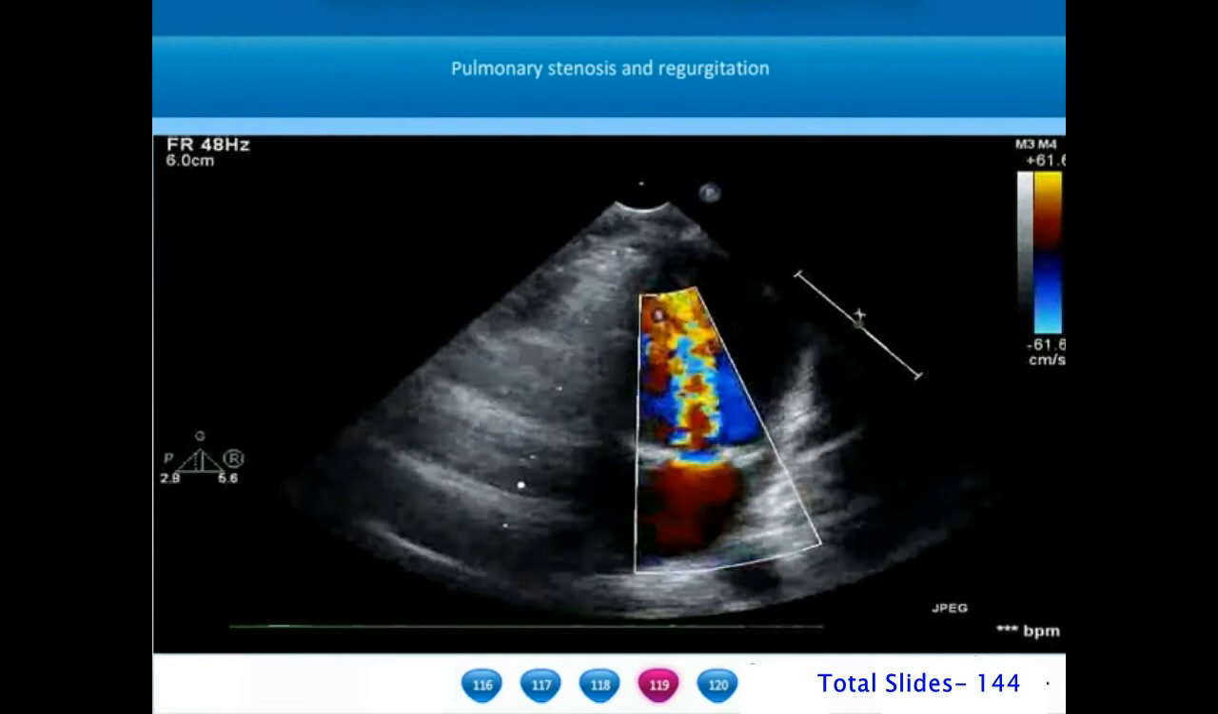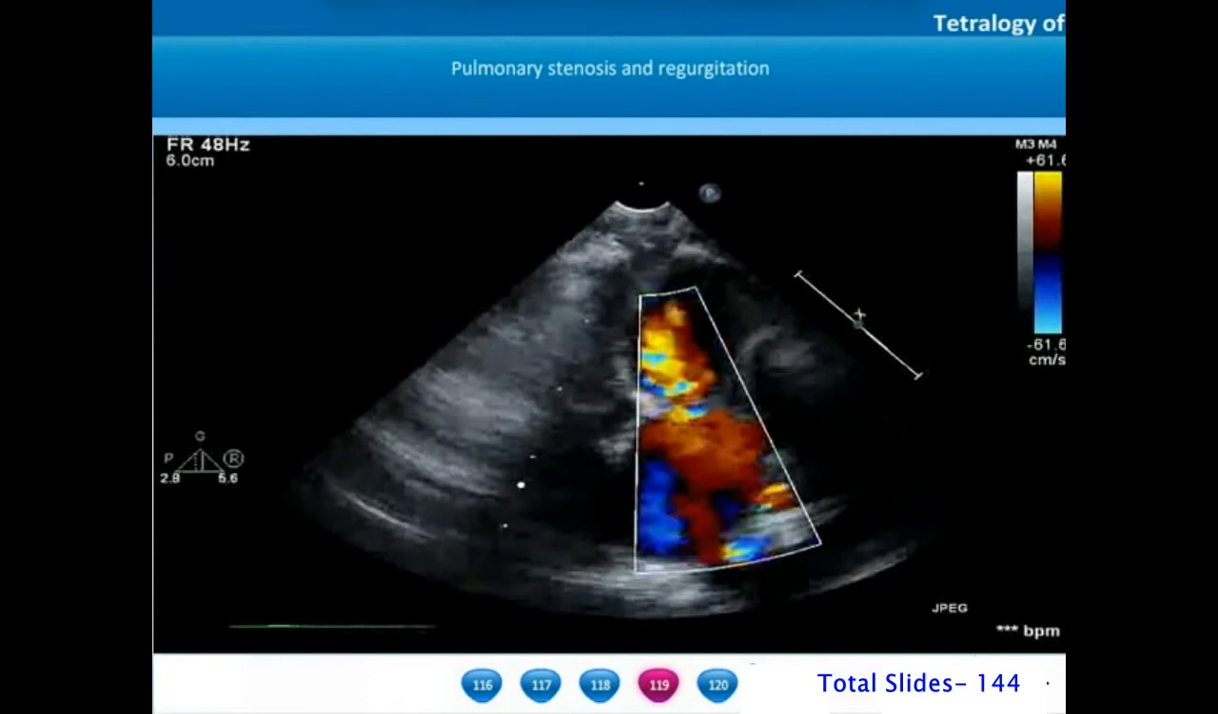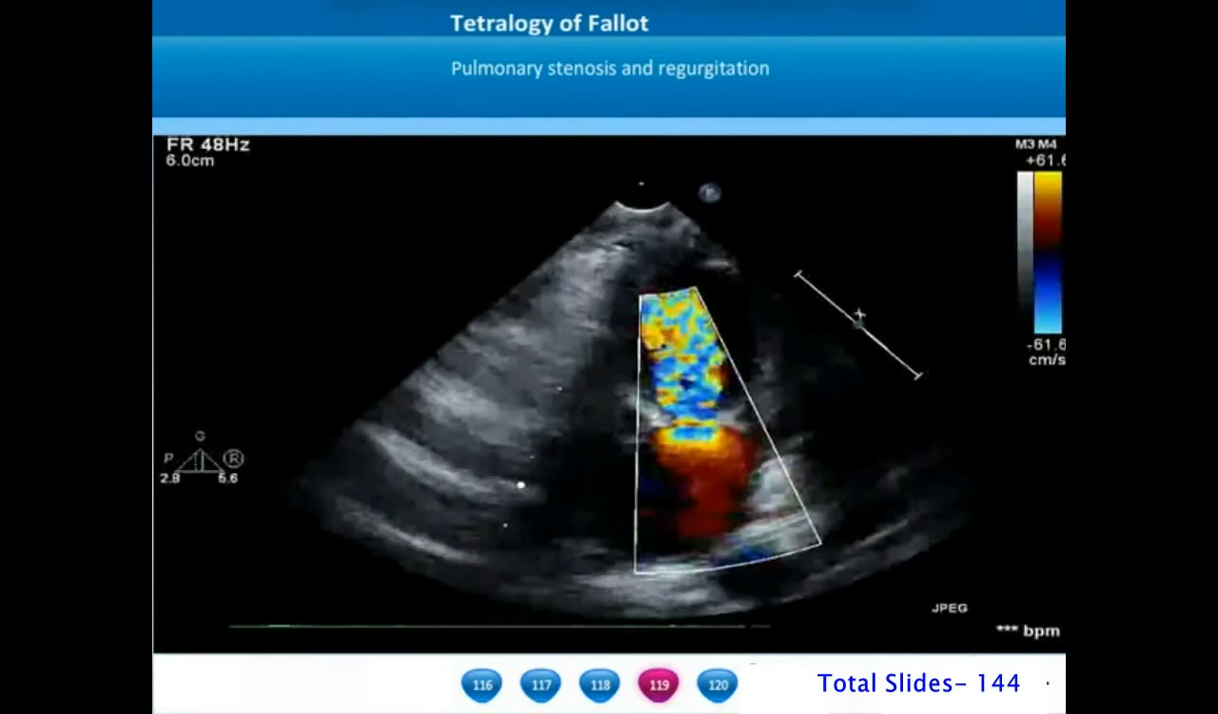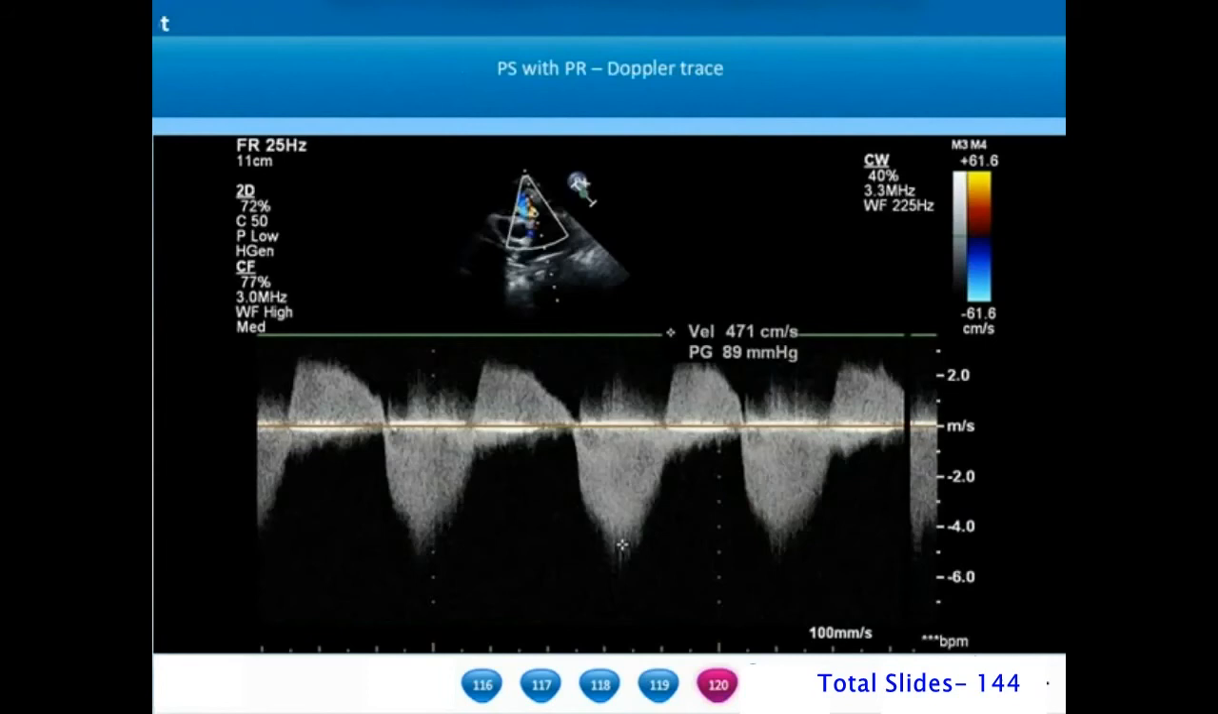On color flow Doppler, we can appreciate the stenotic and regurgitant jet from this annular region. When we do a Doppler interrogation, we will notice a to and fro flow. There is a pulmonary stenosis gradient of close to 89 millimeters of mercury and a free pulmonary regurgitation which fills the entire diastolic period.